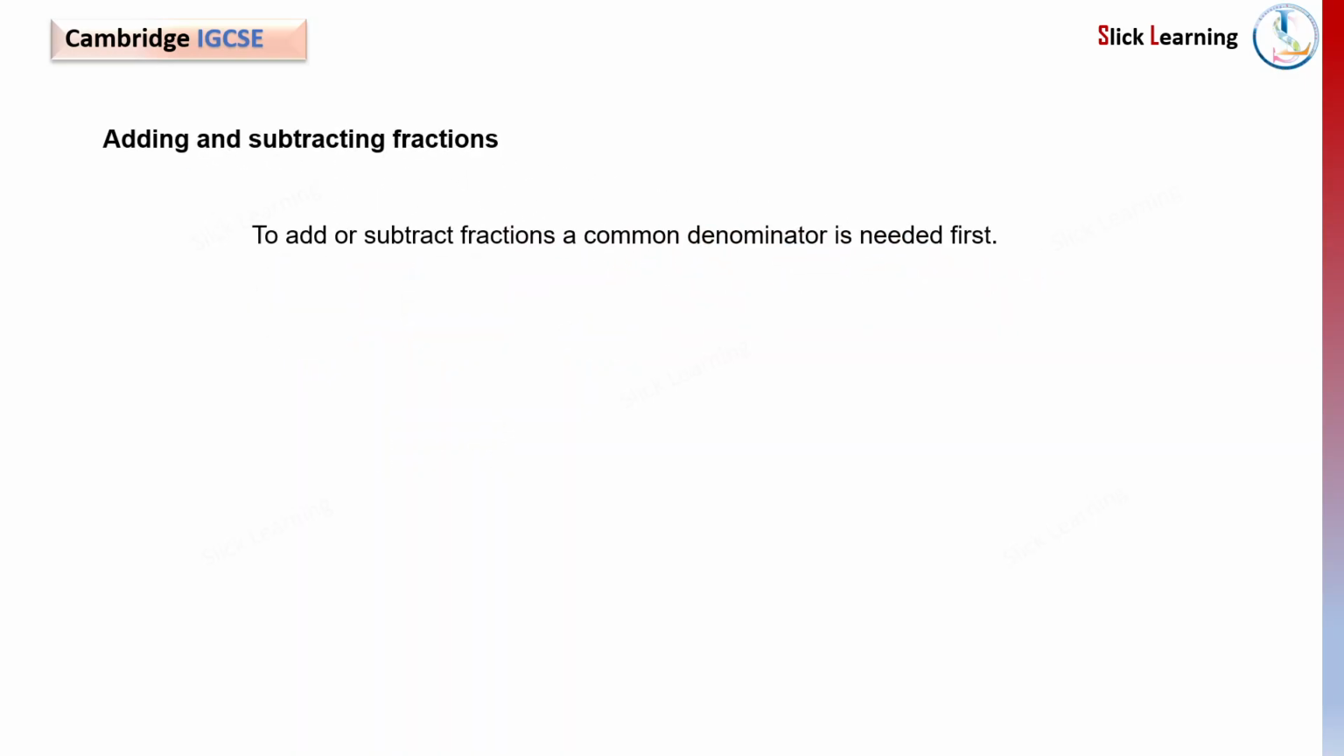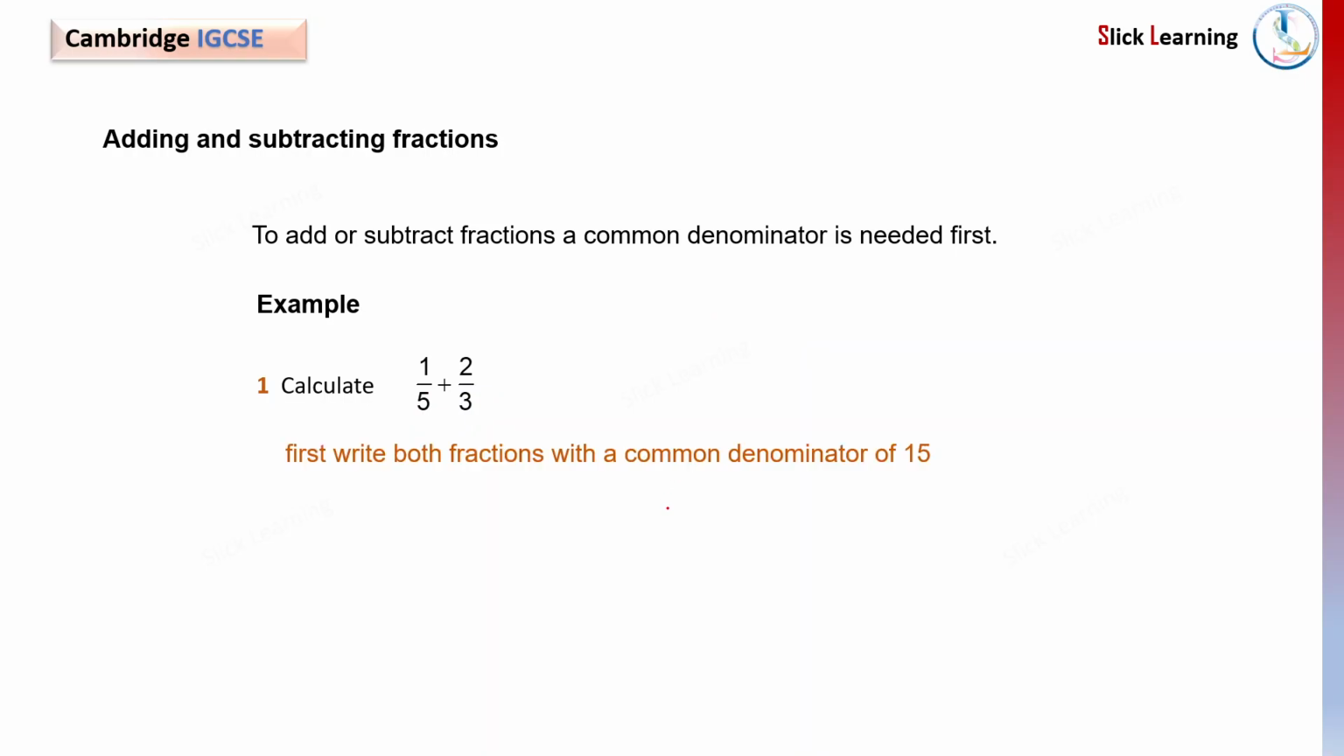Let's see how to add and subtract fractions. To add or subtract fractions, we have to find the common denominator if it is needed. Here we can see 5 and 3 are different denominators of these two fractions. So we have to find the lowest common multiple of 5 and 3, that is 15. So we are going to give each fraction the same denominator.